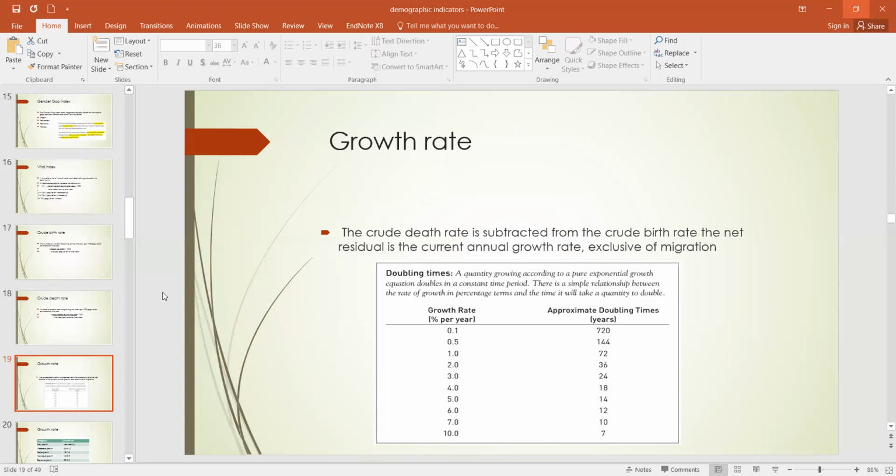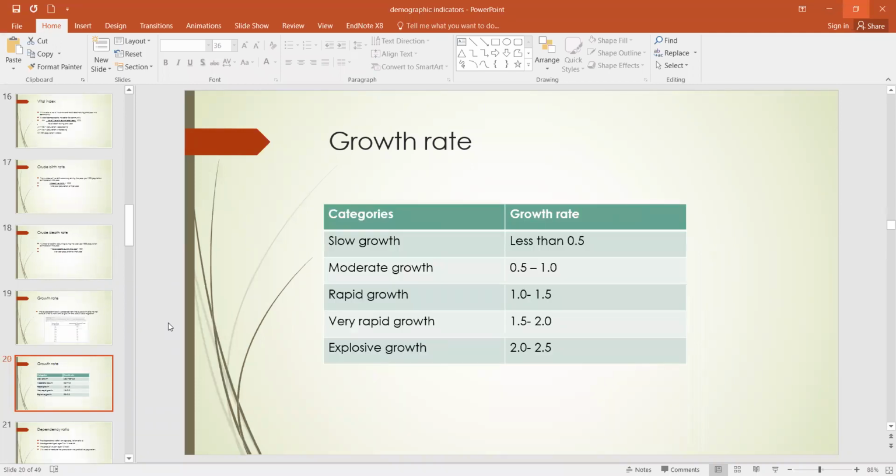And what is doubling time? A quantity growing according to a pure exponential growth equation doubles in a constant time. There is a simple relationship between the rate of growth in percentage terms and the time it will take a quantity to double. When the growth rate of your country is, suppose, less than one, then it takes 72 years for the population to double. And when the growth rate is two, then it takes almost 36 years for the population to double, and the Pakistan growth rate is almost 2.03%. So the Pakistan population now takes 36 years to double.